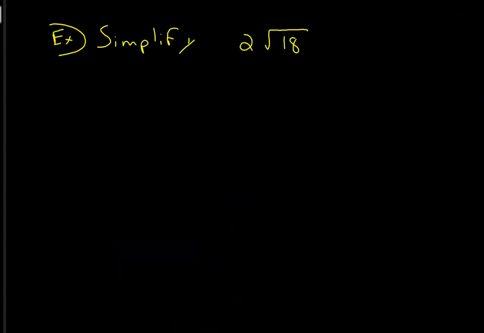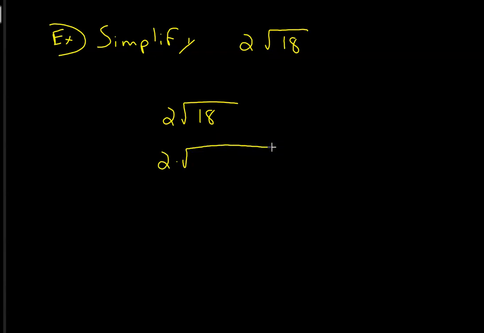So this example says, simplify 2 times the square root of 18. Let's rewrite it here. 2 and the square root of 18. Since the 2 has been multiplied by it, I'm going to leave it outside. And whatever comes outside with it is also going to be multiplied to it. So let's break down 18 again.